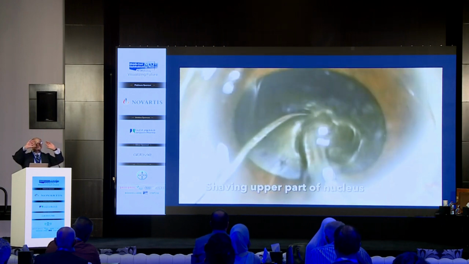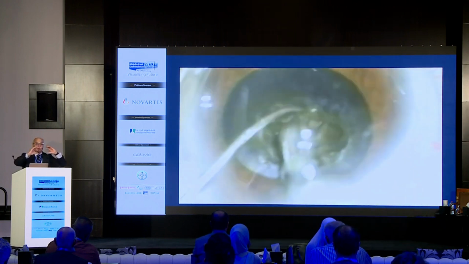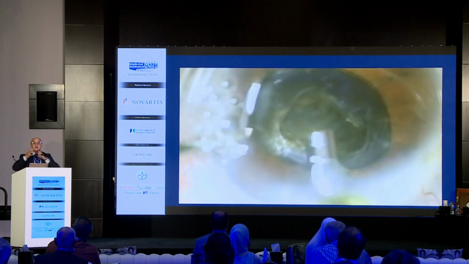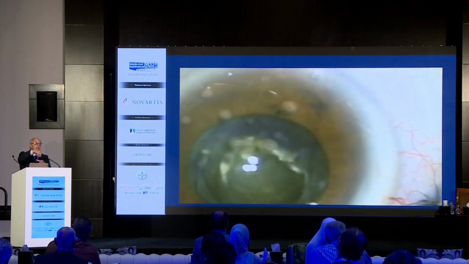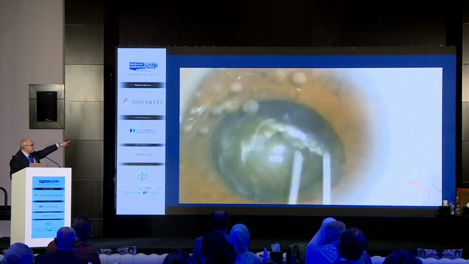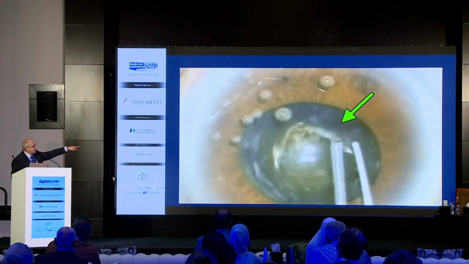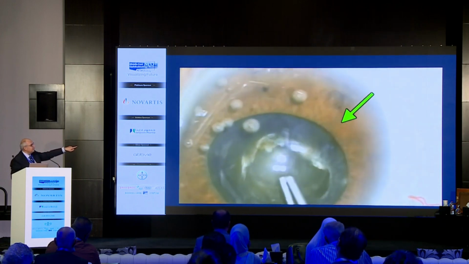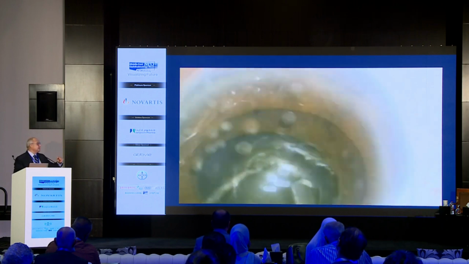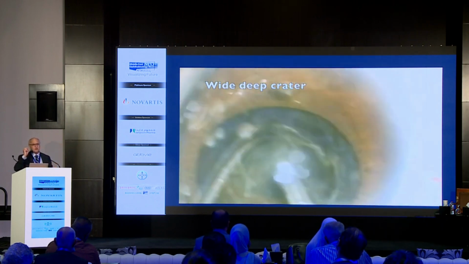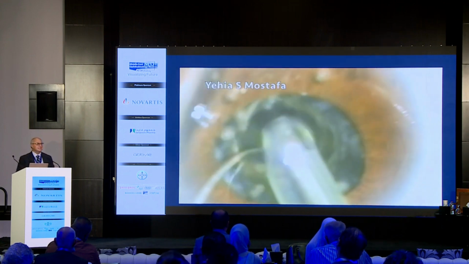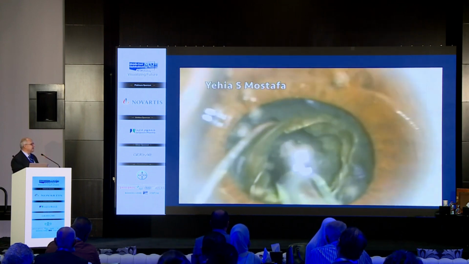The aim is to convert a thick lens into a normal thickness lens, and the second aim is to create for me a cavity and a well that I can see through it to go deeper. Once I shave like this, I noticed that I did not complete the rexis because of the bad visualization. So I stopped and completed the rexis, because a continuous capsulorhexis in such cases is extremely important.